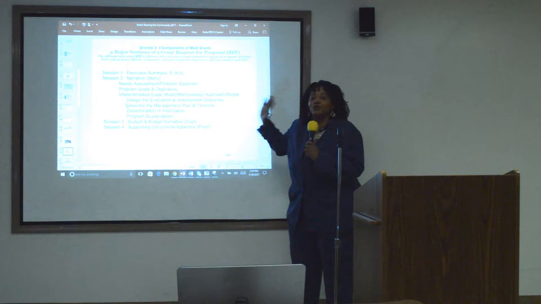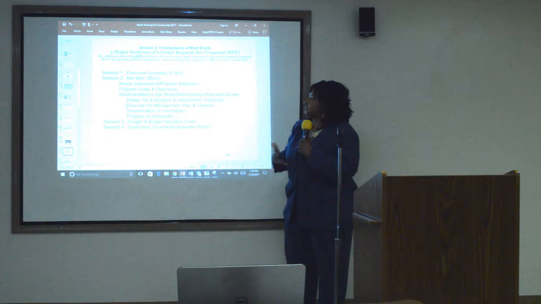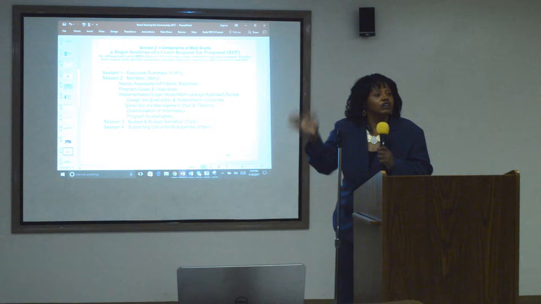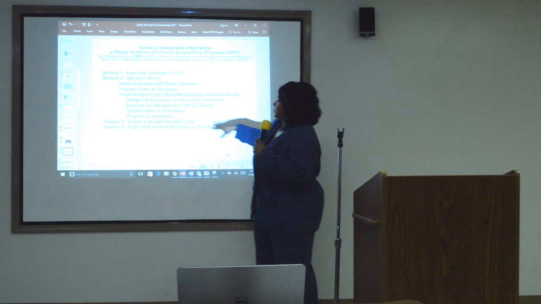Now under this implementation, this is going to be your kind of evaluation plan. And this is going to get broken down. So don't get scared and don't get bogged down in this, because it will get broken down even some more. So these are all the things that happen under the narrative. So that's why the narrative is usually worth 50 points.